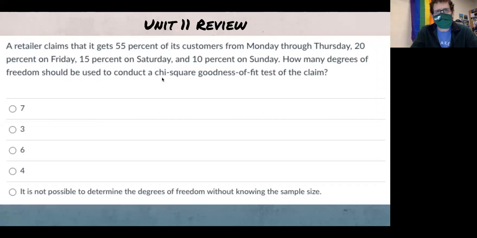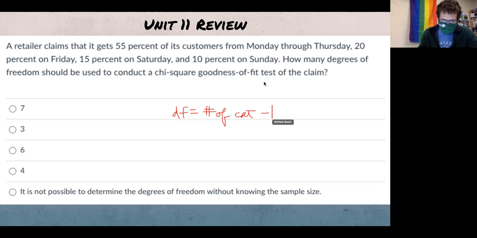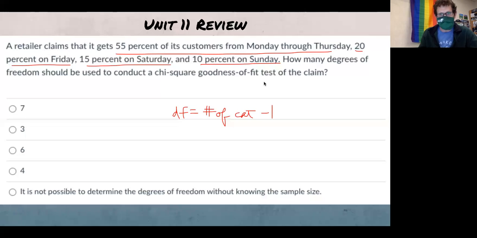The degrees of freedom for a chi-square goodness of fit test. This is actually a pretty straightforward calculation. Your degrees of freedom equals your number of categories minus 1. Not the sample size, but the number of categories. So if we have 1, 2, 3, 4 categories, and it's not the number of days, because they actually have 4 categories: Monday through Thursday is 1 category, and Friday, Saturday, and Sunday are each their own. So 4 categories minus 1 gives us 3 degrees of freedom. And the answer is B, or that answer right there.